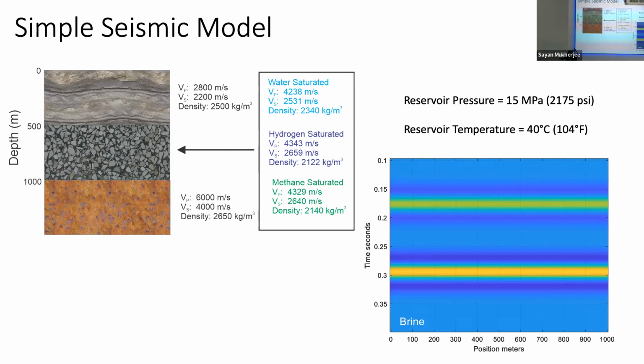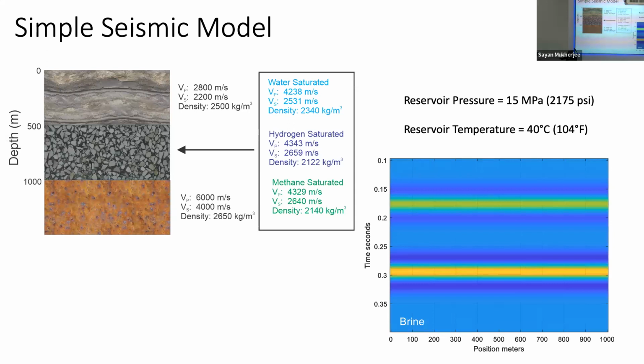I've got three different cases I'm going to show. It's saturated with brine, saturated with hydrogen, and saturated with methane. And these are just simple. If I did a very simple seismic experiment, I'm looking for the first order reflection from there and the first order reflection from there. Just simple impedance calculations and reflectivity. Nothing advanced here at all. And at these conditions for the reservoir, 50 megapascals and 40.